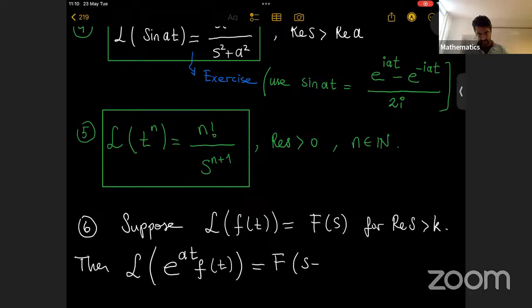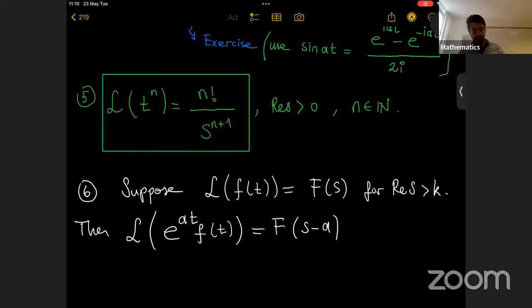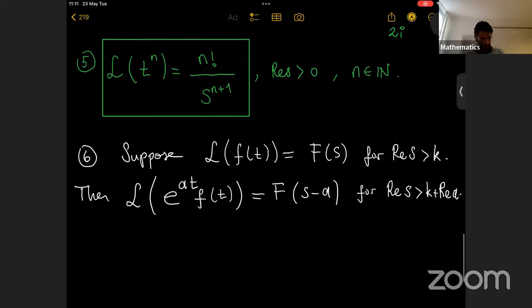Okay, so when you multiply the function with the exponential e to the a t, then the Laplace transform will shift by a unit. And this again follows from the definition of the Laplace transform. So what is the domain of convergence here? Well, this is for real s bigger than K plus real a. This is another important formula when we deal with the Laplace transform.